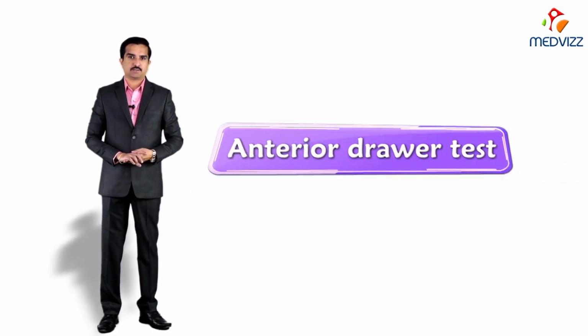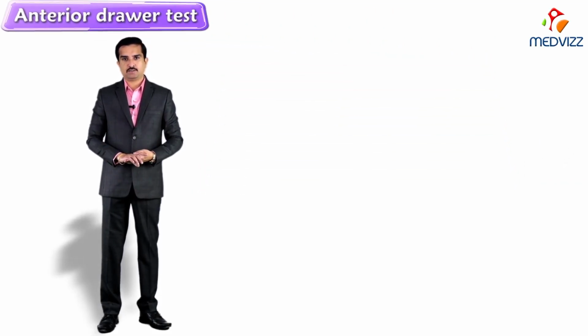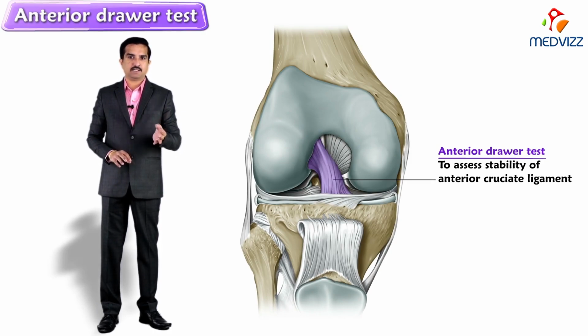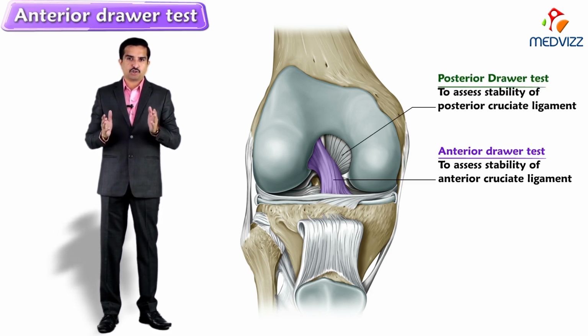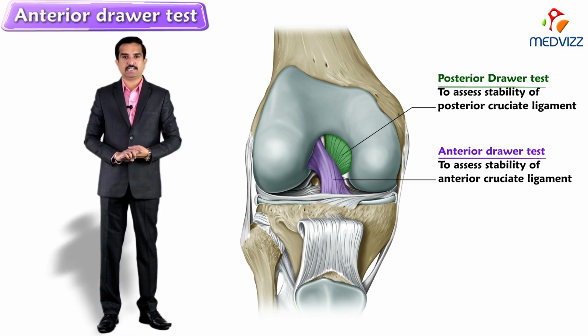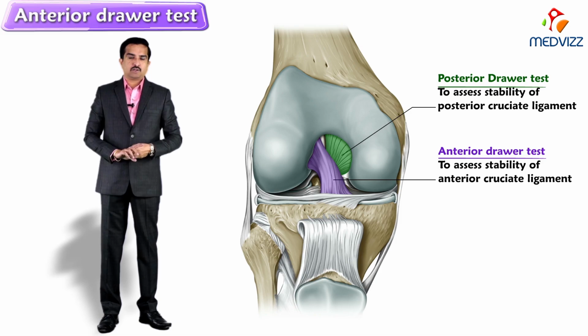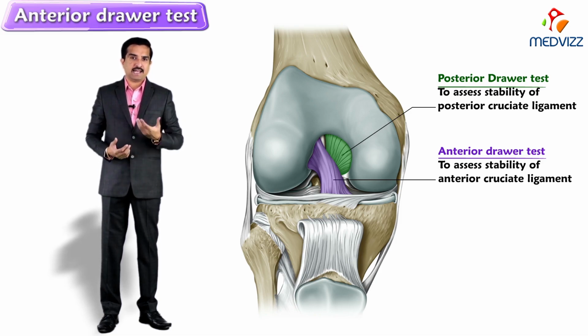Anterior drawer test is a physical examination to test the stability of the knee's anterior cruciate ligament. And in the same way, posterior drawer test is to assess the stability of the posterior cruciate ligament. So let us throw some light on the anatomy, that is, what is the function of the ACL.